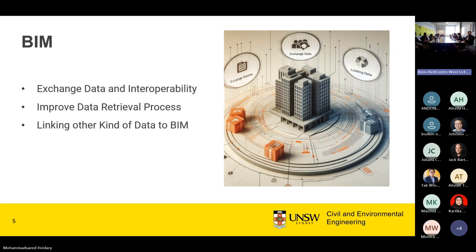But there are some challenges, and if we consider the solutions in the papers where researchers tried to solve them, we can categorize them in three main areas. First, exchange of data and interoperability: the BIM model is produced in different phases of construction by different disciplines, and how these kinds of data work together is really important. Another is improving the data retrieval process. The third category is linking other kinds of data to BIM, data not involved in producing a BIM model, like text documents, images, and videos, so that they work together as an information management system.